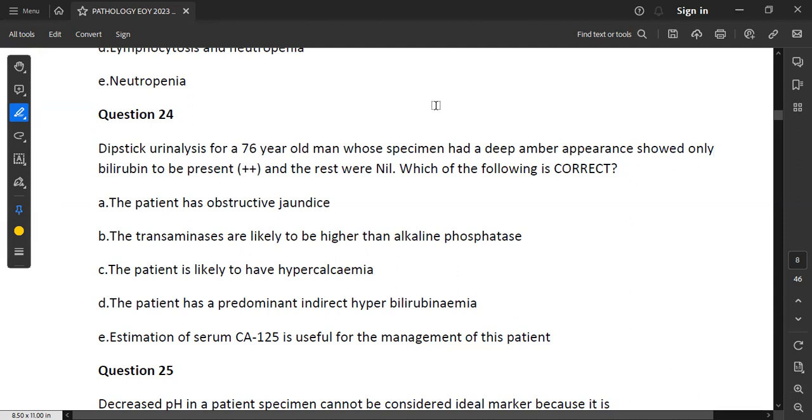Dipstick urinalysis of a 76-year-old man whose specimen had a deep amber appearance showed only bilirubin to be present, and the rest were nil. Which of the following is correct? I went with... what is the answer to this one, guys?